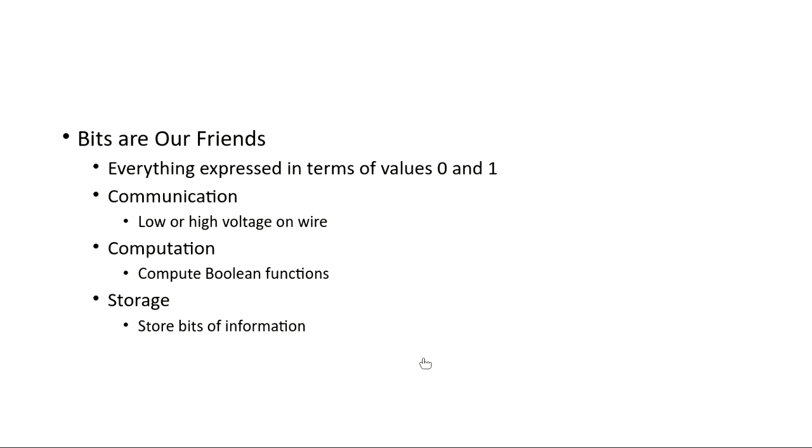So the bits are our friends. What are the bits? Bits means these numbers 0 and 1. So 0 represents low and 1 represents high level. In this digital era, actually we are living in the digital era.